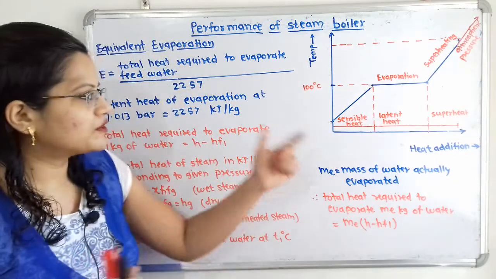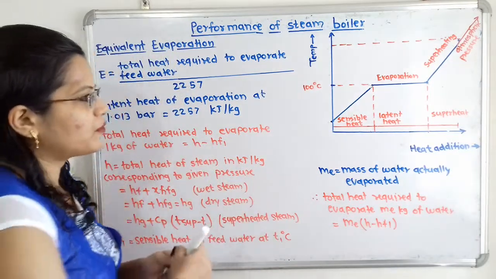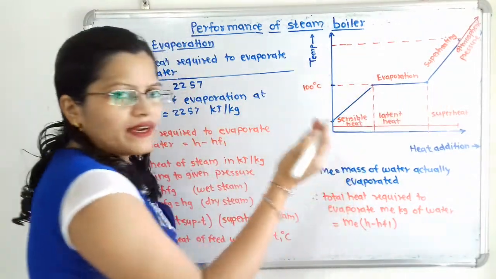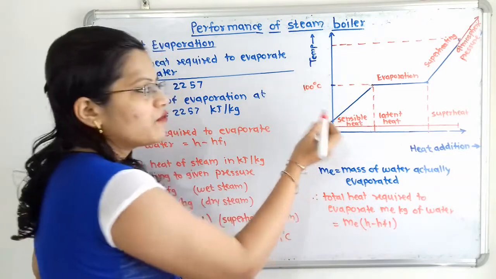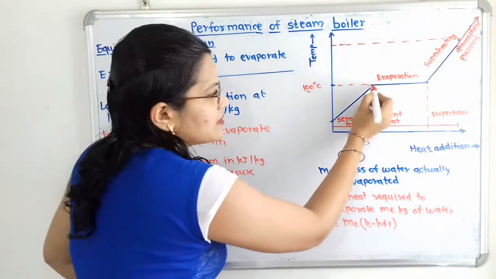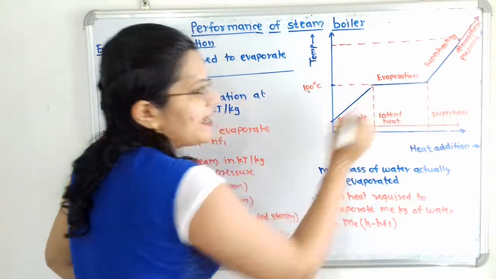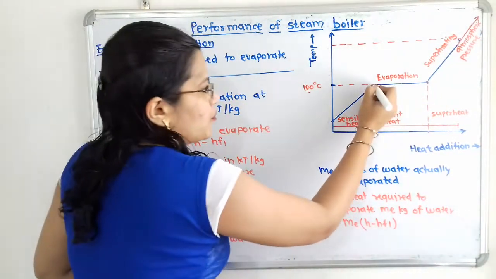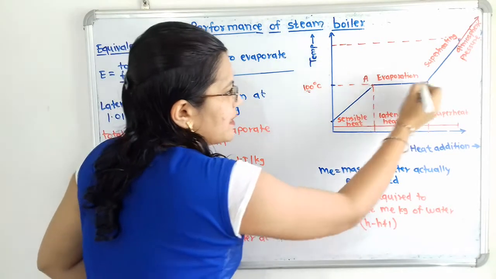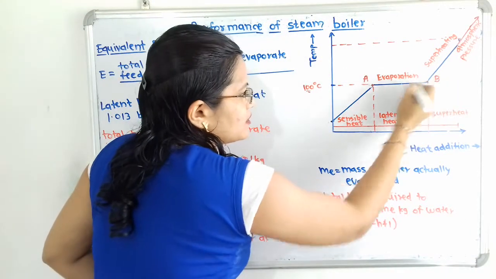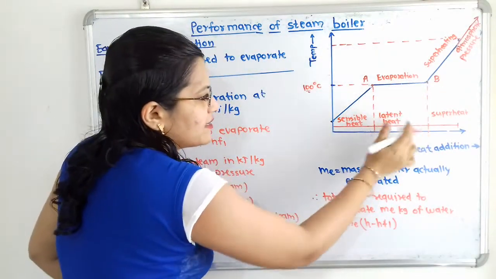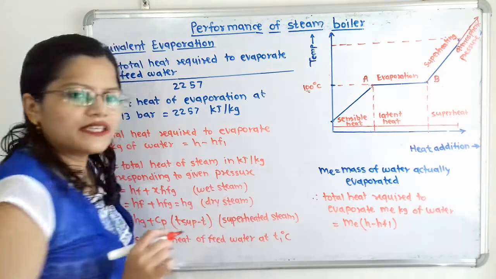Now if we observe this diagram, here the evaporation process is taking place for the given atmospheric pressure. The feed water temperature is 100 degrees Celsius and this water is getting converted into dry and saturated steam. So suppose if I consider this point as A, then from this point A up to this point B, this process is taking place and the heat added is known as the latent heat.